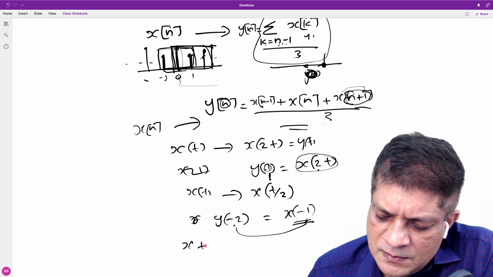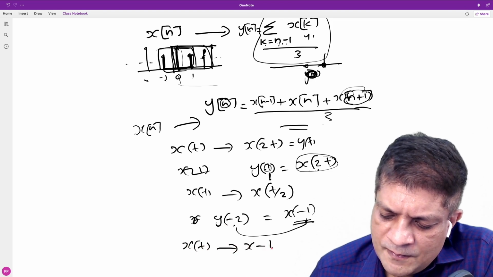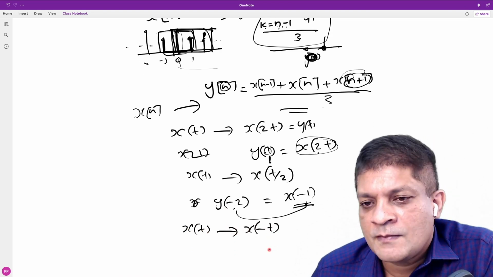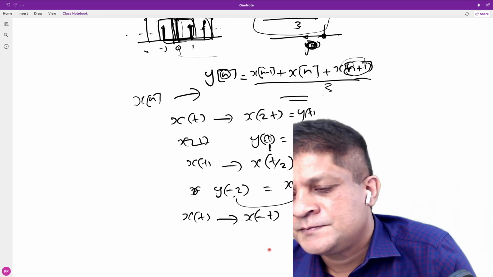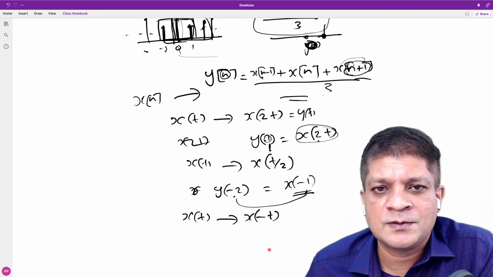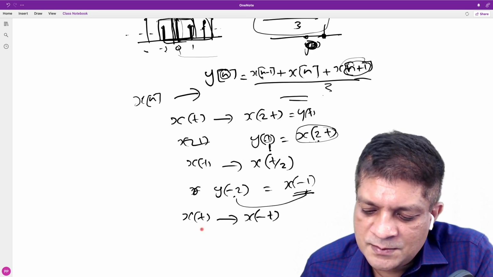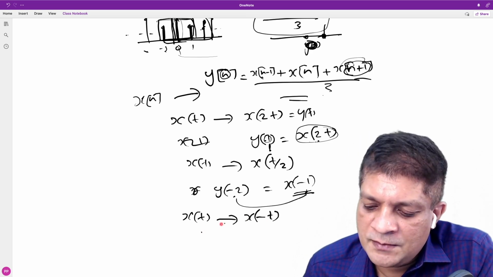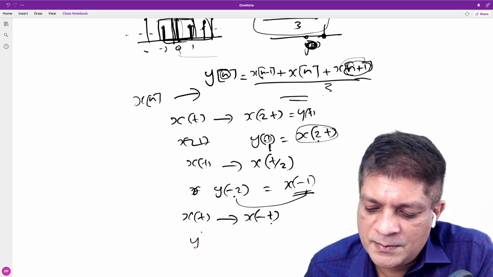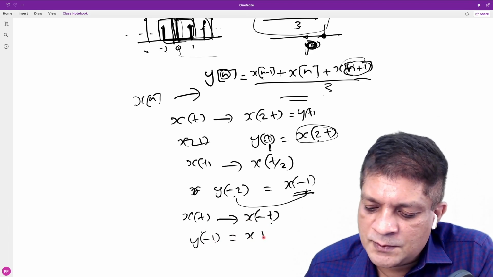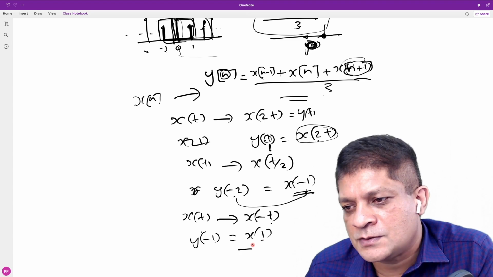What about this? Time reflection. Is it a causal system or not? It is again a non-causal system, because if you consider negative values, this will be positive. y(-1) is x(1), isn't it? So it's a non-causal system.